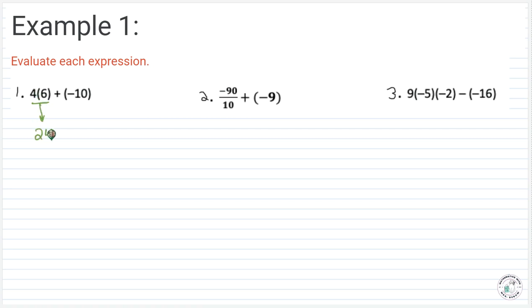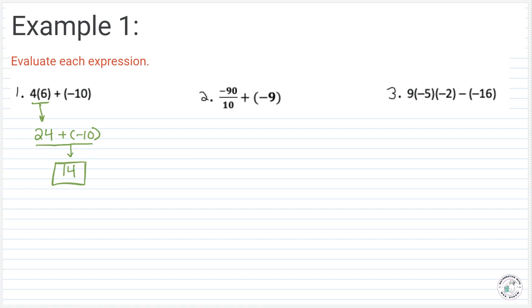So we're going to have 24 plus negative 10. And now we can go ahead and add these two. 24 plus negative 10, different signs, so we subtract. That's going to be 14, and it's going to be positive since we had more positives. And then that's it for that one.